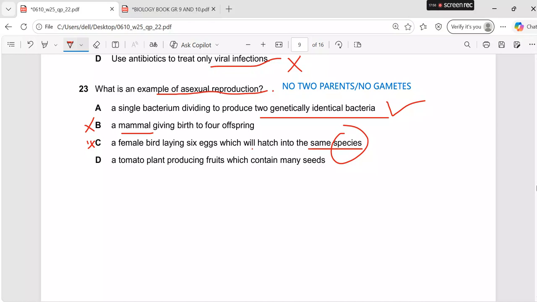Okay, a tomato plant producing fruits which contain many seeds. Very interesting. Wherever the seeds are there, of course, they are the result of the sexual reproduction. So cross means we are eliminating. So A is the correct option. Let's go.